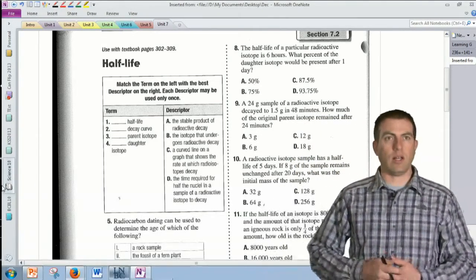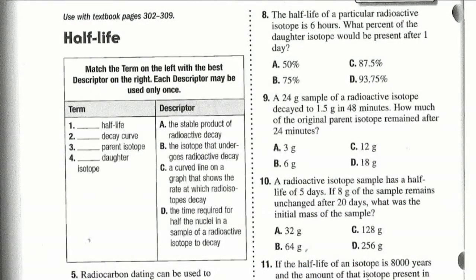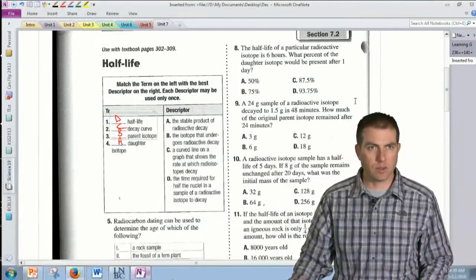All right, so half-life. Which answer are we thinking works best for half-life? We have A, B, C, and D. And it's looking like we're going to go with D for this first one. All right, decay curve. The isotope undergoes radioactive decay, a curved line. All right, that's pretty straightforward. Parent isotope, the stable product of radioactive decay? No. The isotope that goes under radioactive decay? Yes. And then the last one must be A. All right, cool. So those are the first ones. We can do those together.